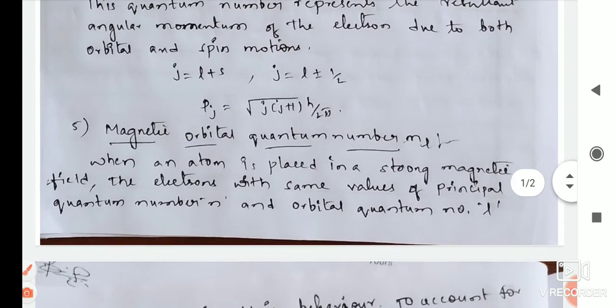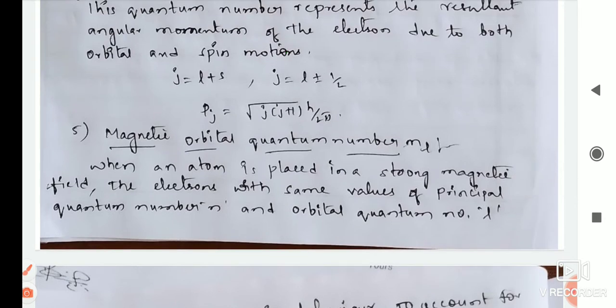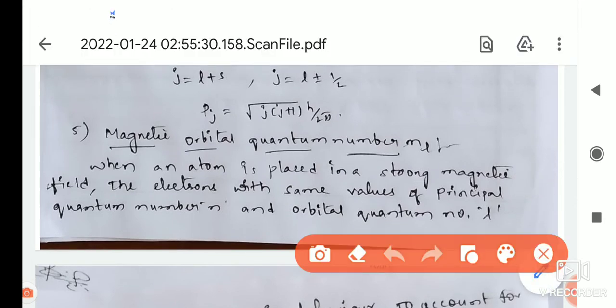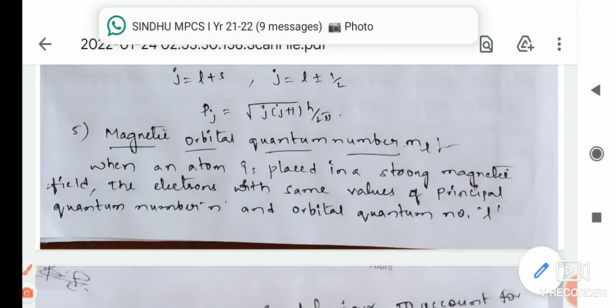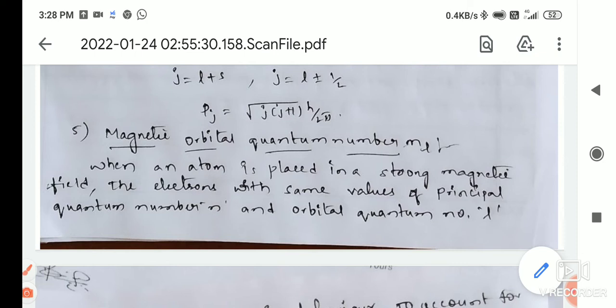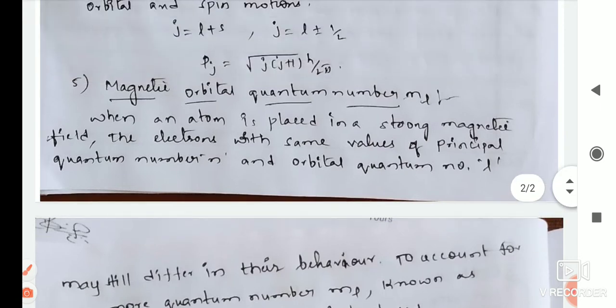How does it arise? When an atom is placed in a strong magnetic field, there is some disturbance in the motion of the orbital. So like that the magnetic orbital quantum number arises, and it is represented by ML.